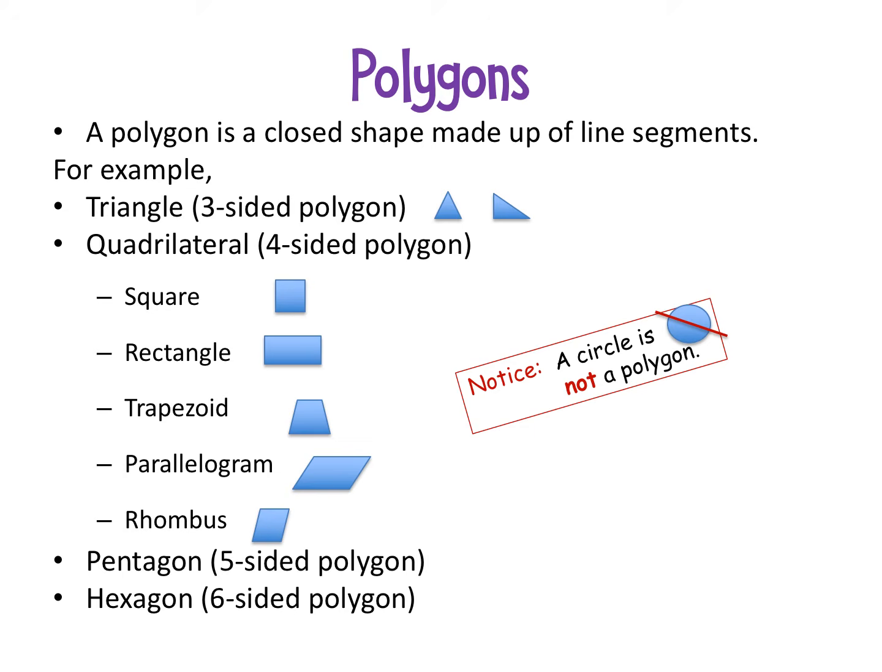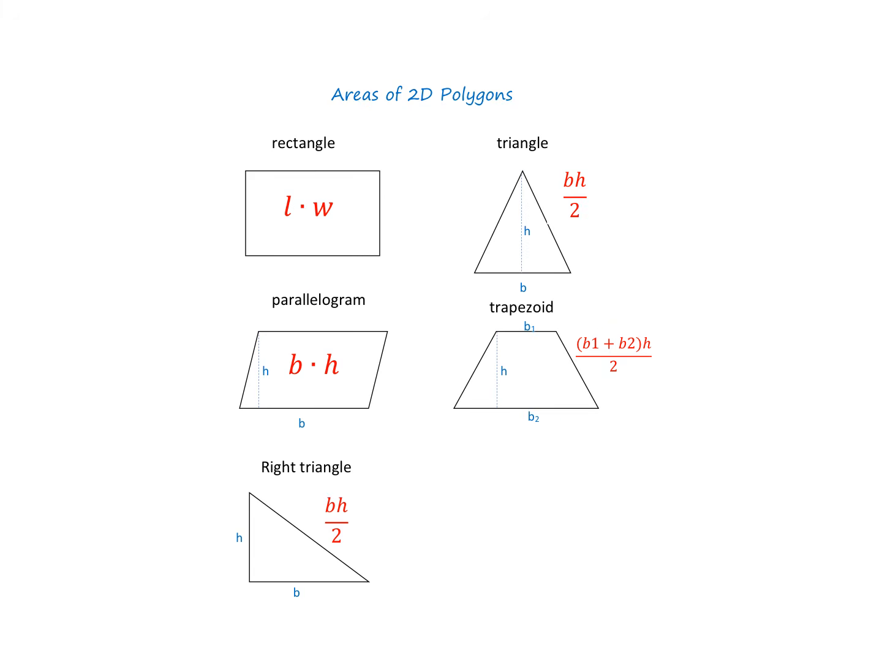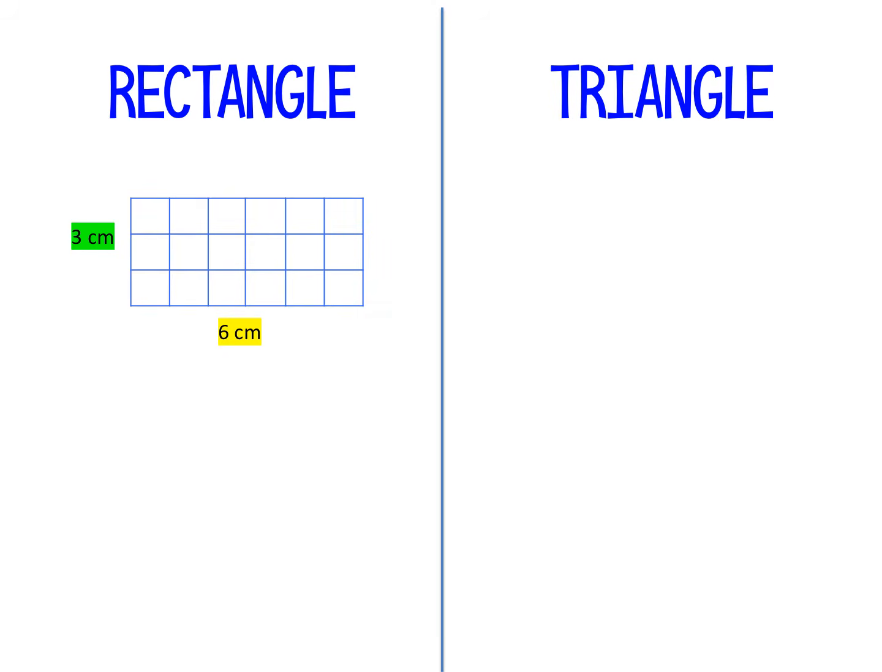Notice a circle is not a polygon. It does not have straight edges for sides. So we'll look at a rectangle, a triangle, a parallelogram, trapezoid, and right triangle. A rectangle has a base and a height. The base is 6 and the height is perpendicular to the base with a measurement of 3 in this example.